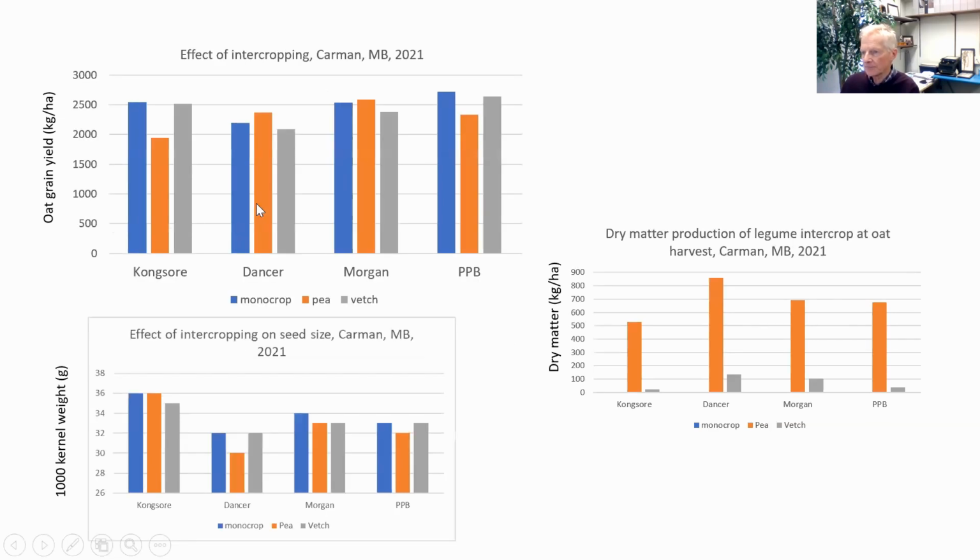I'm going to go back to Carmen and just point out the bottom left here is the effect of the intercropping on seed size. One of the things that really stands out to me is that Kongsor has consistently large seed. It does have a higher percentage of plumps generally, and that's one of its features, growing it organically. So here, in the intercrops, it has the highest seed weight generally, and was not bothered too much by the intercrops at Carmen.